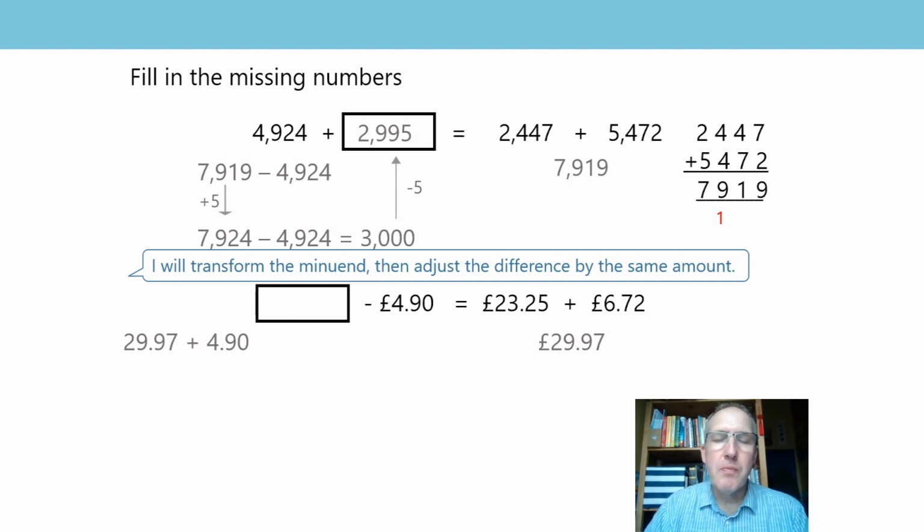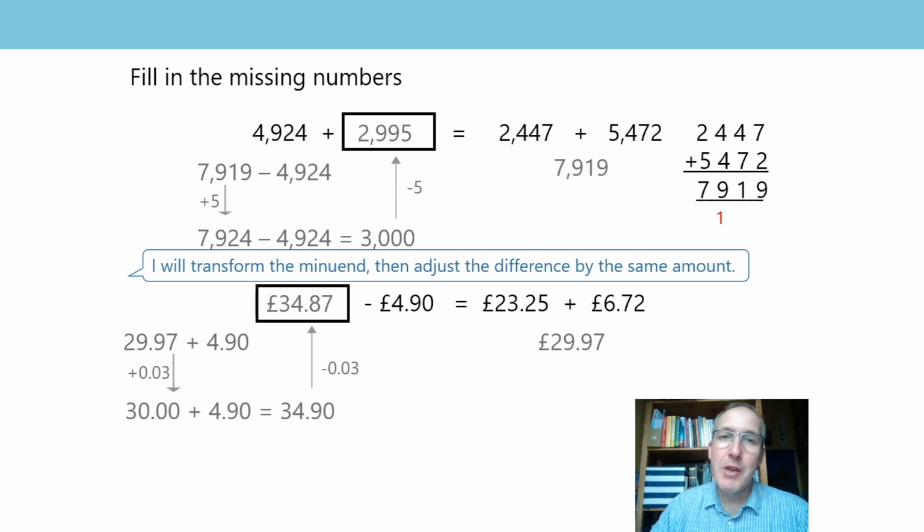So if we transform the minuend, we can adjust the difference by the same amount. So we want to do £29.97 add £4.90 will give us the missing number. If we add 3 pence to £29.97, we get £30. Then we can add £4.90, giving us £34.90. Then we need to adjust the difference. What do we need to subtract? That's right, we just need to subtract 3 pence from £34.90, giving us £34.87. Is that what you did? Well done if you did. If you got £34.87 by another way, that's great as well.